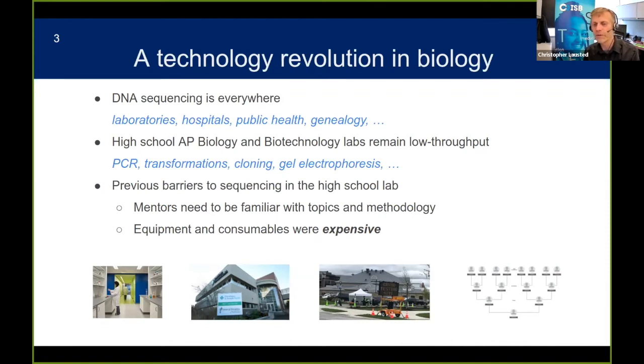When sequencing is a part of a classroom, usually that DNA is sent out to a third party. So the actual hands-on experience with DNA sequencing hasn't really appeared yet. And this is because of previous barriers to sequencing in the high school.